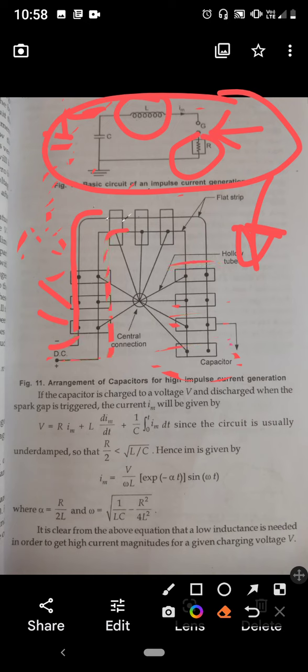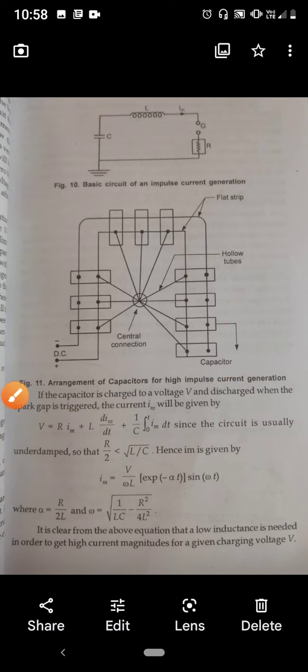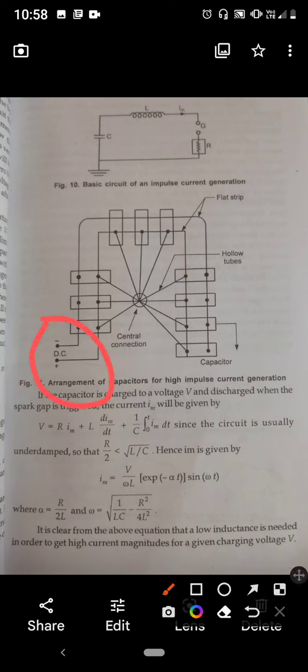Now this is a DC source. This DC source is connected to all the capacitors. Basically it is a capacitor bank. So when 200 kilovolt is supplied to the capacitor bank, all the capacitors are charged, and a large amount of charge is accumulated on the capacitor bank.